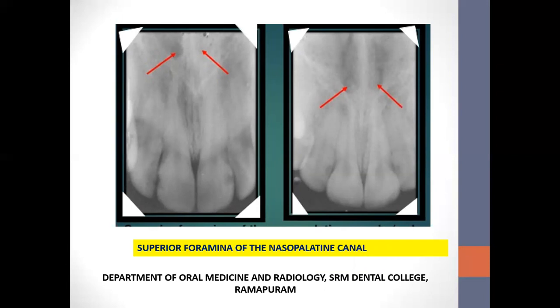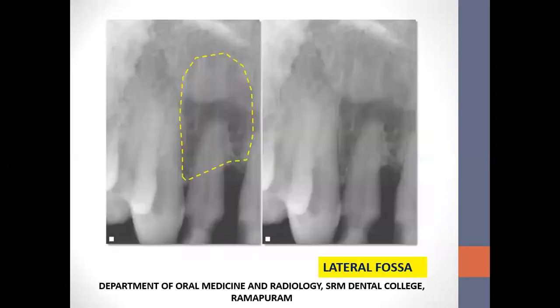The superior foramina of the canal occasionally appear in projections of the maxillary incisors, especially when an exaggerated vertical angle is used. They are usually round or oval, although they make various outlines depending on the angle of projection.